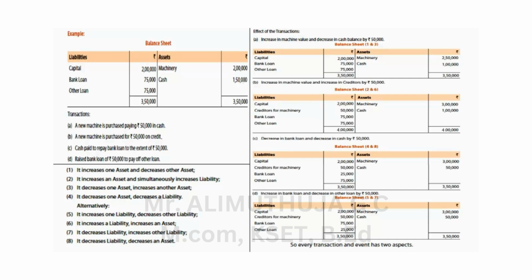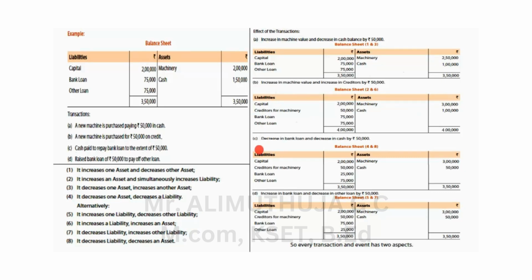Point 6. It increases a liability and increases an asset. Which liability has been increased? Creditors for machinery. How much? 50,000 rupees. And increases an asset. Which asset has been increased? Machinery. How much? 50,000 rupees. Look at here, in previous balance sheet 2,50,000. Again new machinery purchased worth 50,000 rupees, increased by 50,000. Now 2,50,000 became 3 lakh. That's what I said. Look at the point 6. Increase in a liability corresponding an equal amount of increase in an asset. This is the effect of transaction B.